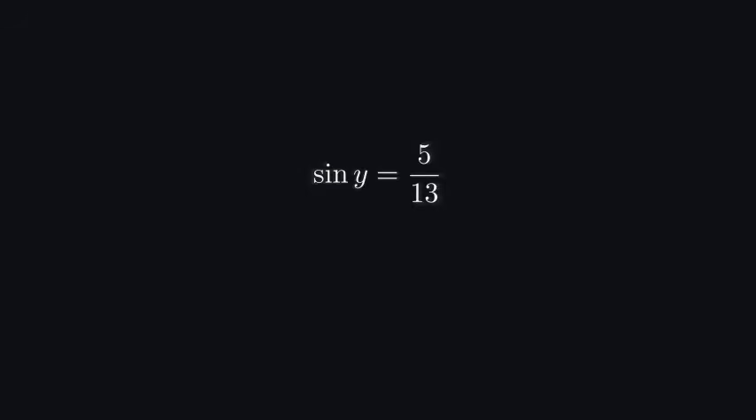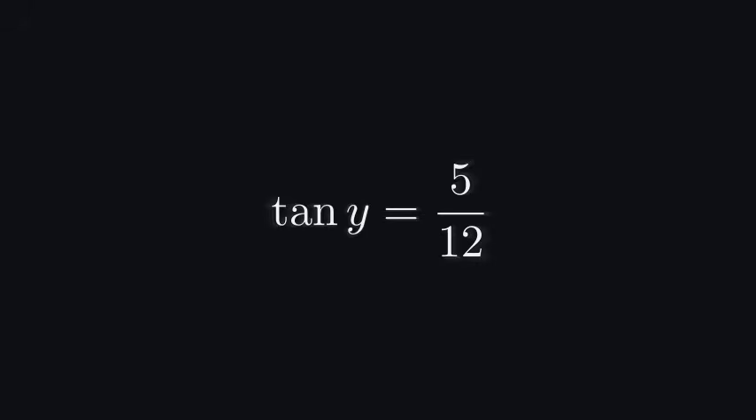Sin of y equals 5 over 13. Cos of y equals 12 over 13. There's also a shorter way after recognizing the 5, 12, 13 right triangle. Once we know this is a 5, 12, 13 triangle, we immediately get cos of y equals 12 over 13 and tan of y equals 5 over 12. This gives the same answer, 4 over 5.